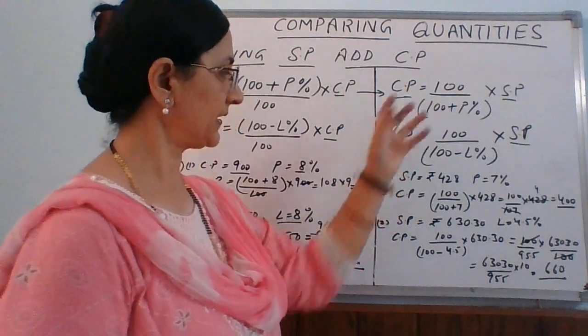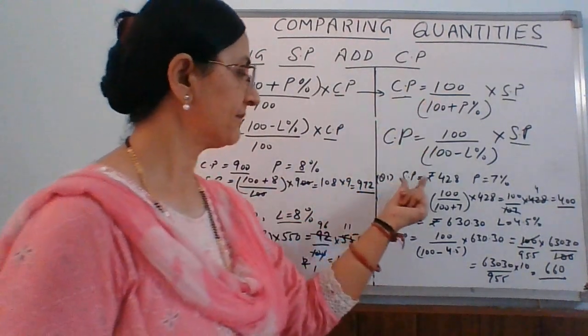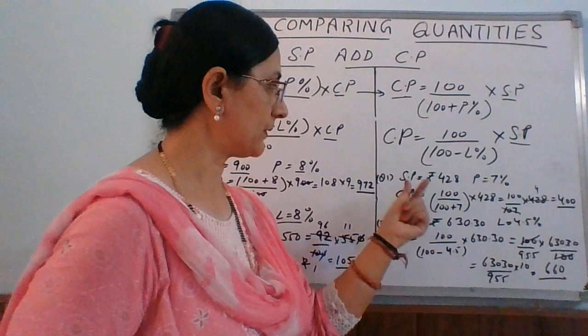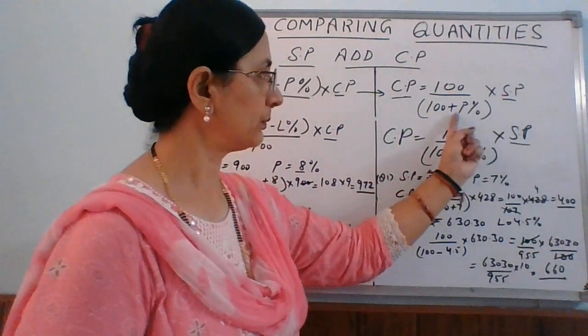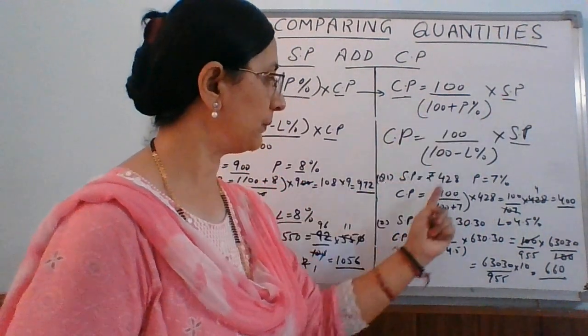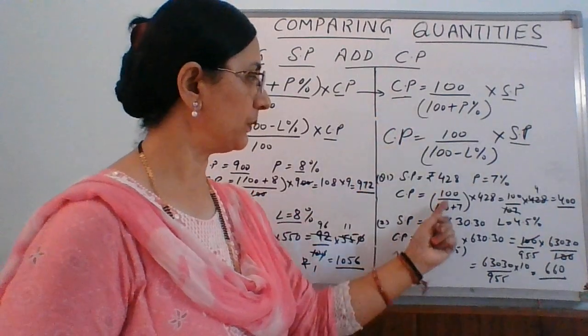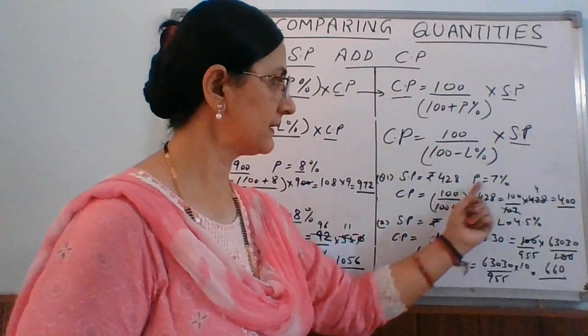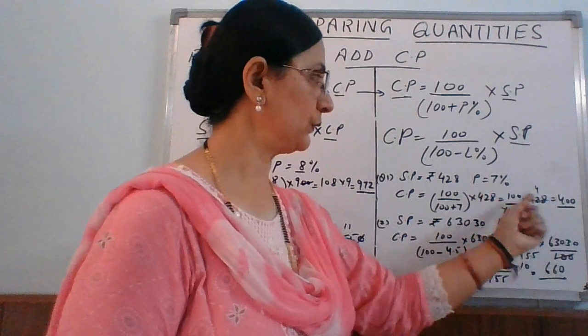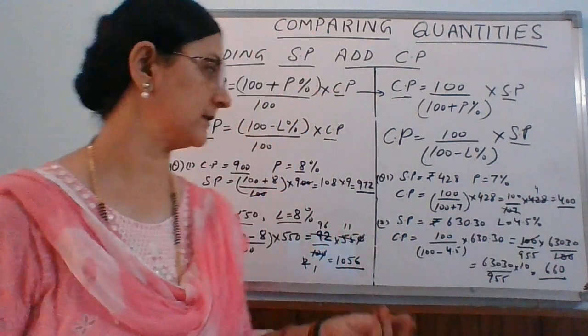Similarly for CP, a question of this formula, so here you have to apply this formula. SP is given here and profit is given. So how to find CP? 100 upon 100 plus profit. 100 plus 7 is 107 into 428. Do the calculation and get the answer.